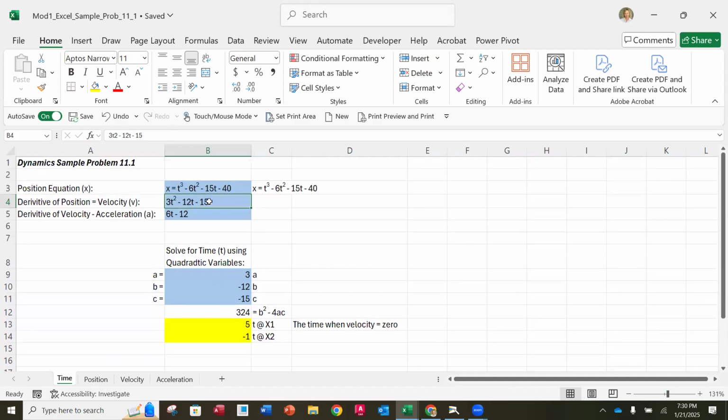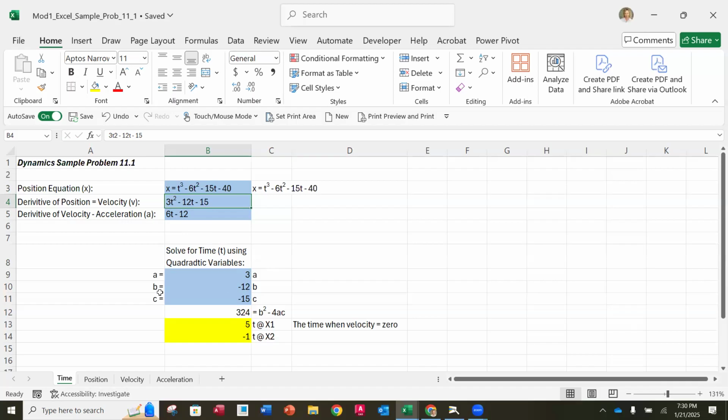So I'm going to use my velocity equation that I just got from the derivation of the position. And now I've got to put it in quadratic form. Quadratic form means I'm going to have my square, then my non-square, and then my constant, my number. So when I look at this, the 3 is in the spot for the A. Then the B is going to be the -12. Make sure you put the sign in. And then the C is going to be the -15.